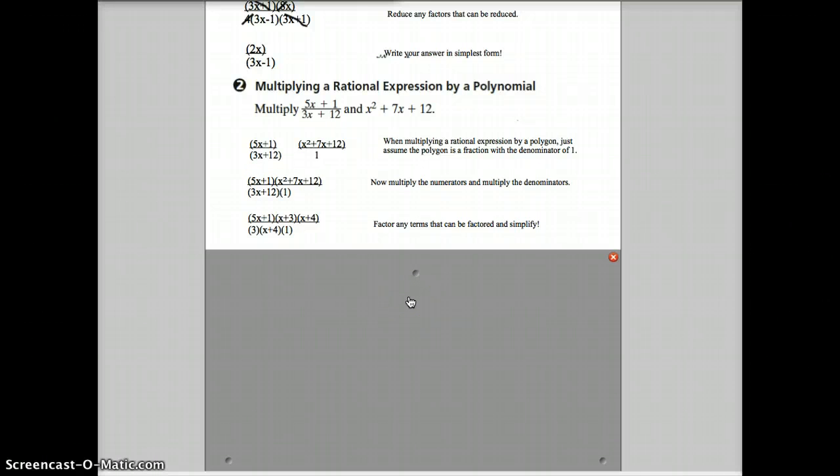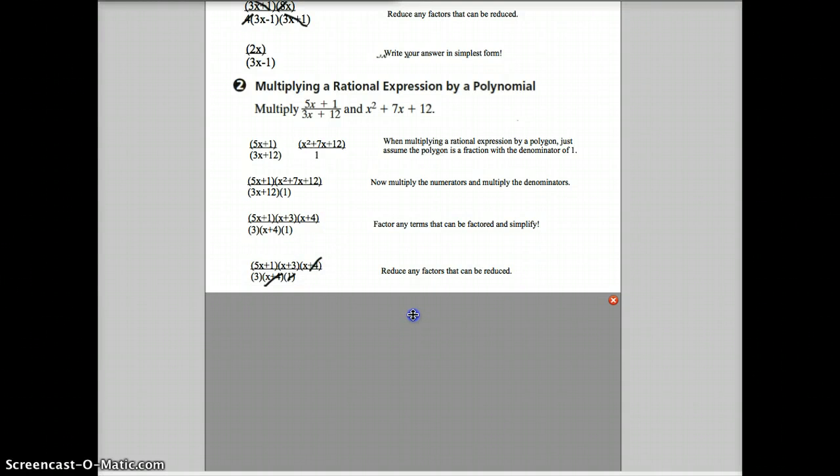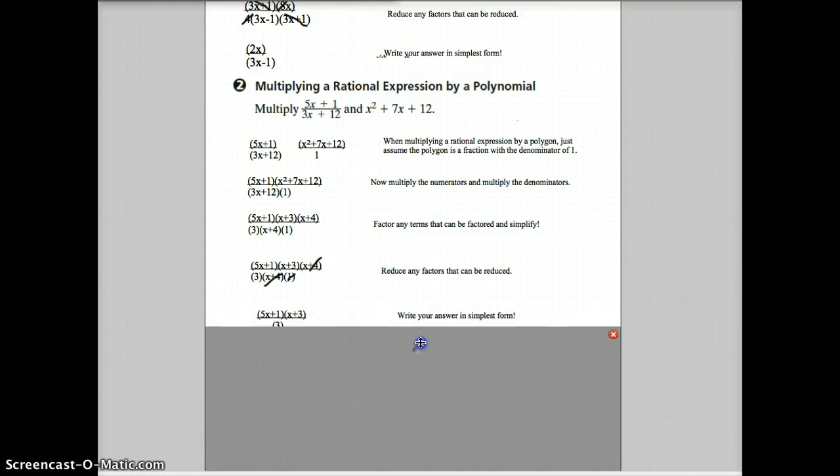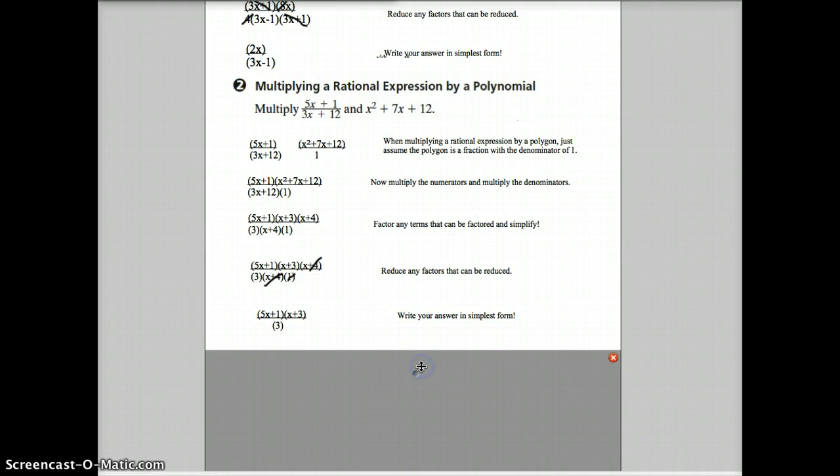Do you see any parentheses that are exactly the same in the numerator as the denominator? And we can see here our x + 4's are both in the numerator and the denominator. I also, at this point, would cross out that 1, because multiplying by 1 does nothing for us. And then we have (5x + 1)(x + 3) over 3. And our answer is in simplest form.